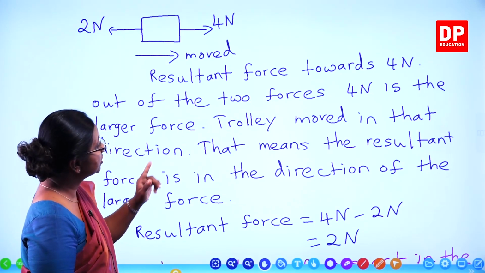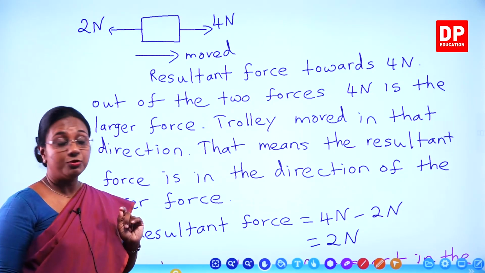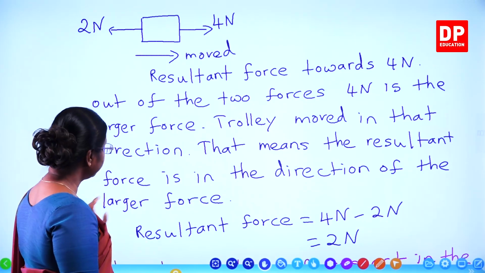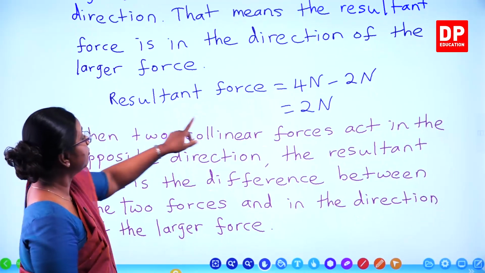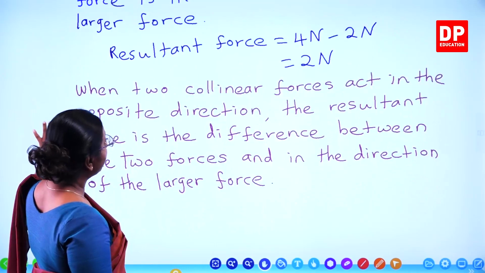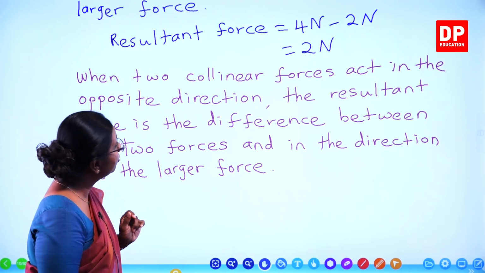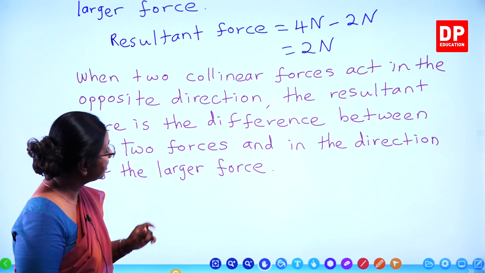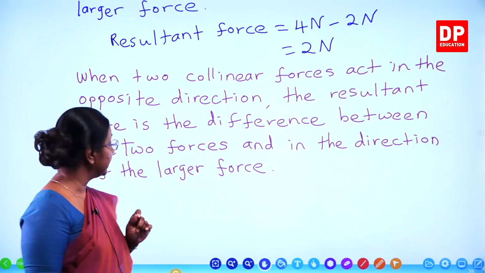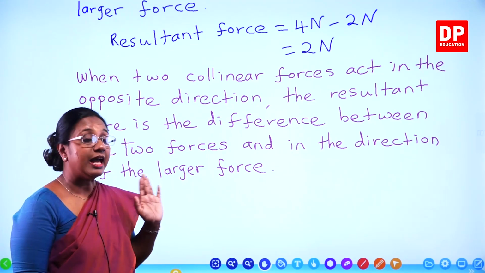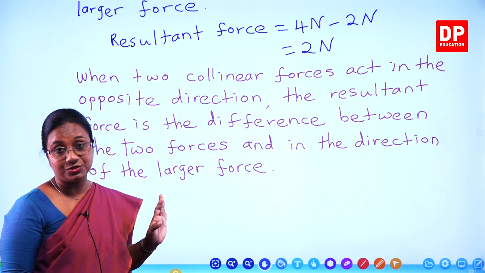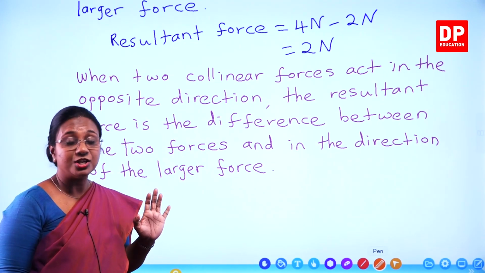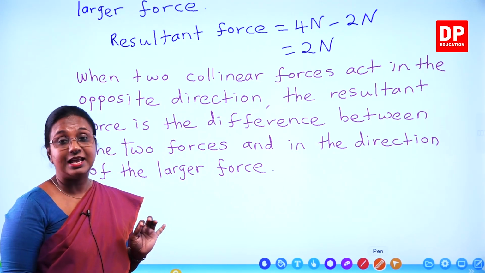So out of the two forces, 4 Newton is the larger force. Trolley moved in that direction. That means the resultant force is in the direction of the larger force. And we calculated the resultant 4 Newton minus 2 Newton. So from that we concluded when two collinear forces act in the opposite direction, the resultant force is the difference between the two forces and in the direction of the larger force. That is what you have to understand here, students. So with that, we will try to do some calculation so you can get a better understanding there.